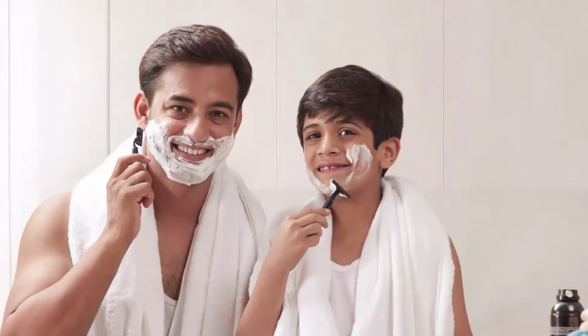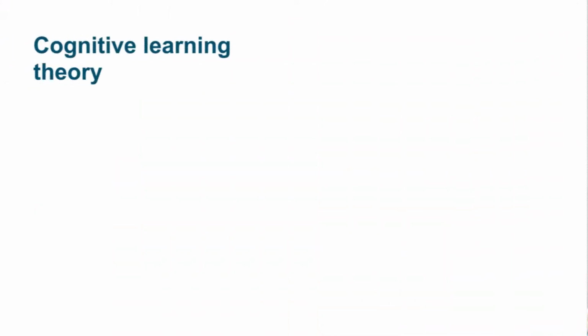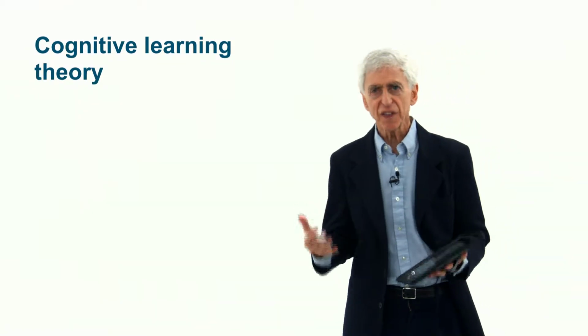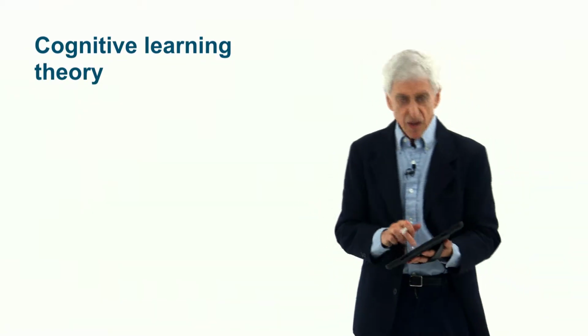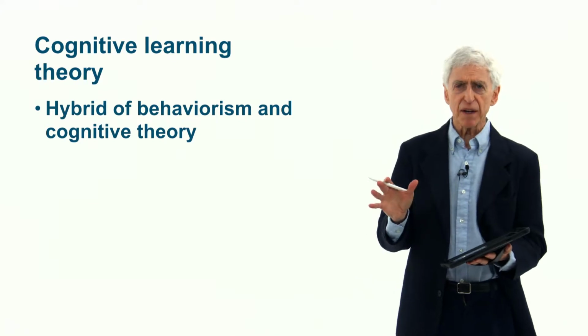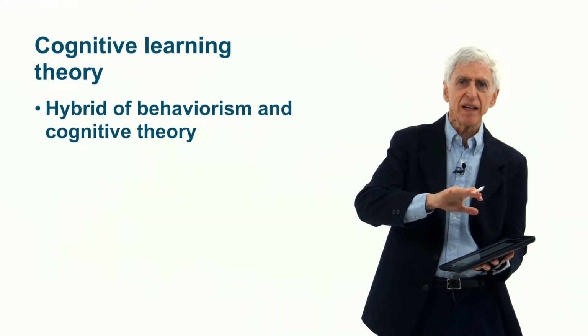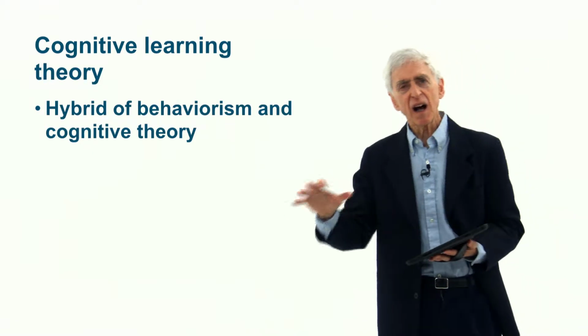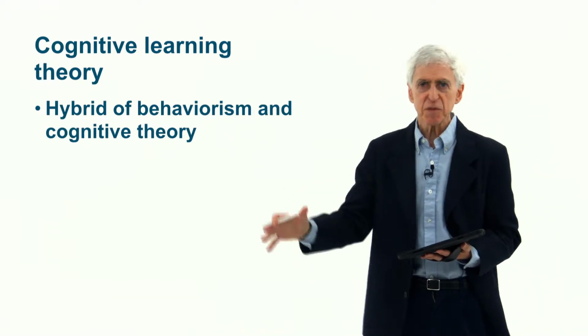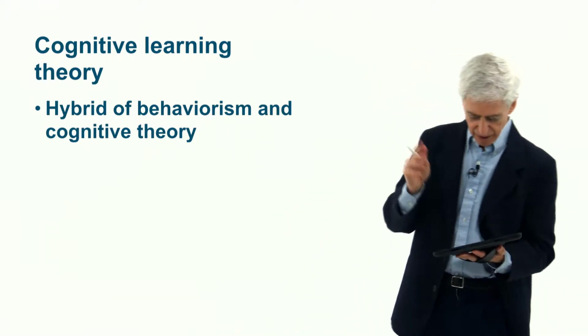There is a picture of cognitive learning theory in action. That kind of says it all, but don't worry, I've got things to say about it. What is cognitive learning theory? Think of it as a hybrid, something kind of between behaviorism in its pure form and cognitive theory in its pure form. And now let me explain that.